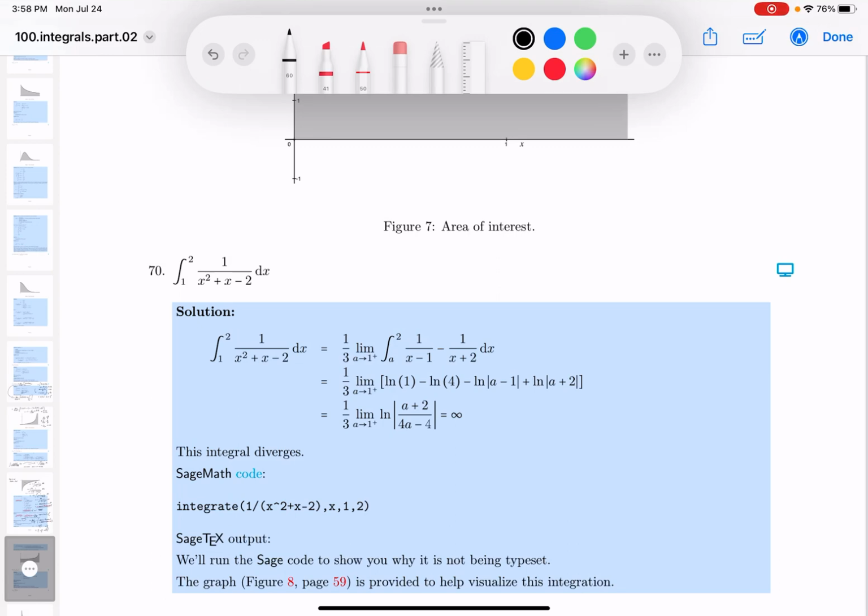Okay, looking at this thing, I would definitely wonder about the bottom. Is it factorable? Let me write this down for you. So x squared plus x minus 2, and then what do you get? It's quadratic in form, by the way.